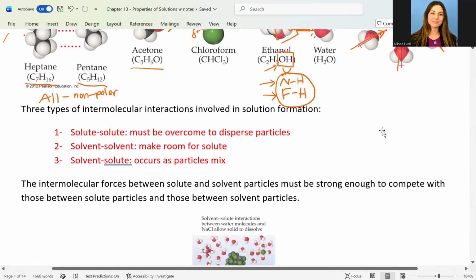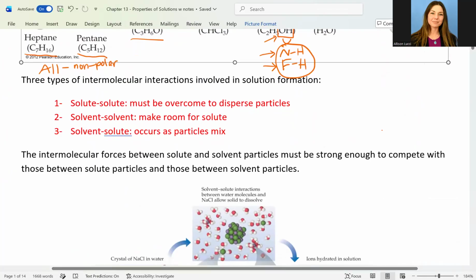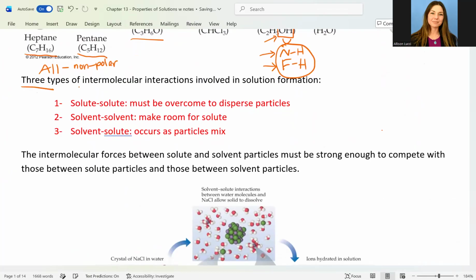So now that we know all the types of intermolecular forces, let's think about the three types of intermolecular interactions that are involved in solution formation. First we have the solute-solute interaction. Say it's a salt or an ionic compound, so we have that crystal lattice type of structure here. The solute has to overcome these interactions amongst itself and then be able to be dispersed in the solvent.